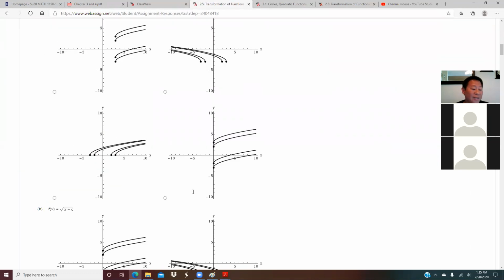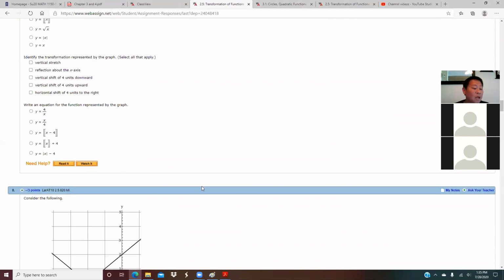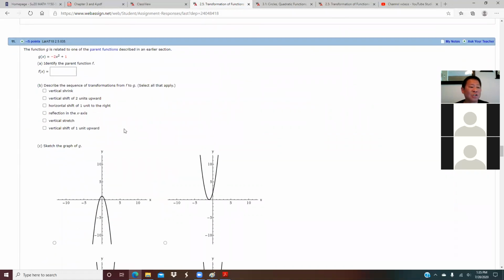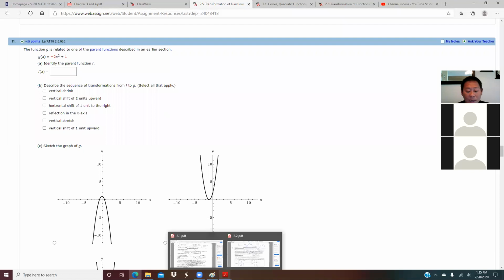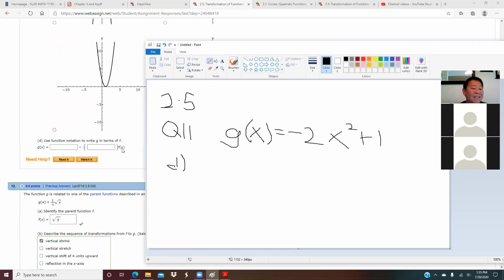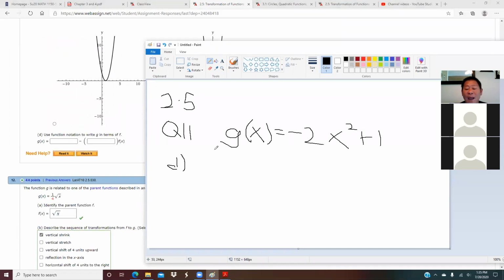So one of the homework questions is question 11 here. Question 11D, a lot of students don't know how to write this function as a g of x. In this case, I'm going to do 2.5 question 11. They give us g of x is negative 2x squared plus 1. Question D is asking us to write this function in terms of f. So what question D wants us to do for mostly this 2.5 is change this x squared to become f of x. That's what you do.